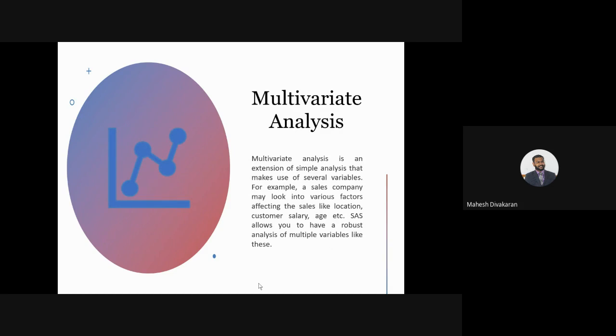Then SAS provides multivariate analysis options. When it comes to big data, multivariate analysis has an important role. Normal analysis uses few variables, which we can do even with simple software. But with big data, we have a lot of variables and a lot of variety of data, so several multivariate techniques are needed. For that also, SAS allows you to do a robust analysis of multiple variables.